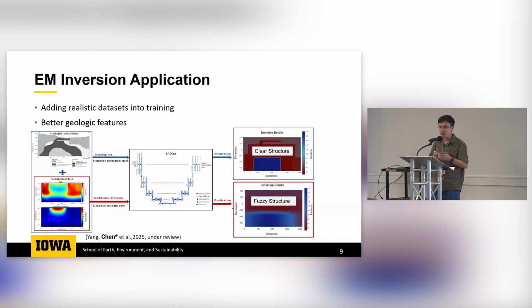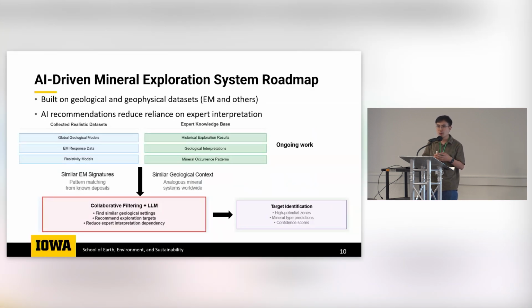Another thing we are trying to do now addresses the second challenge I mentioned. When we convert the resistivity model or other geophysical models to a geological model, we always need a lot of geological experience. So how can we reduce this reliance on the expert's experience? We're trying to build AI recommender systems. We first combine our already collected EM data sets and other geophysical data sets, and also combine historical exploration results, historical geological interpretation results, and some local borehole information for the mineral patterns. We combine all of them.